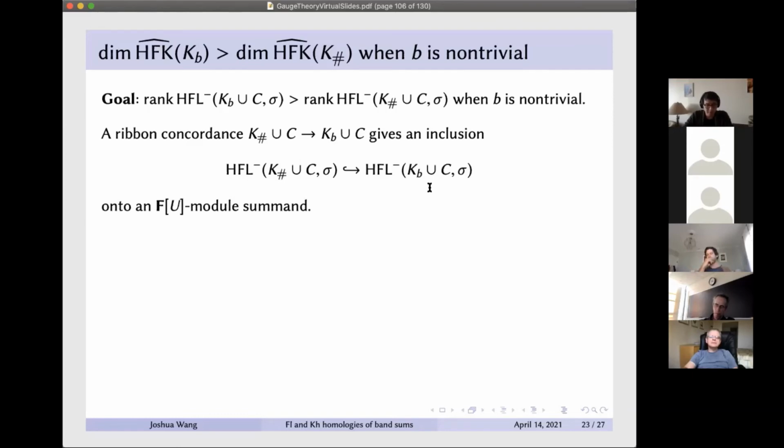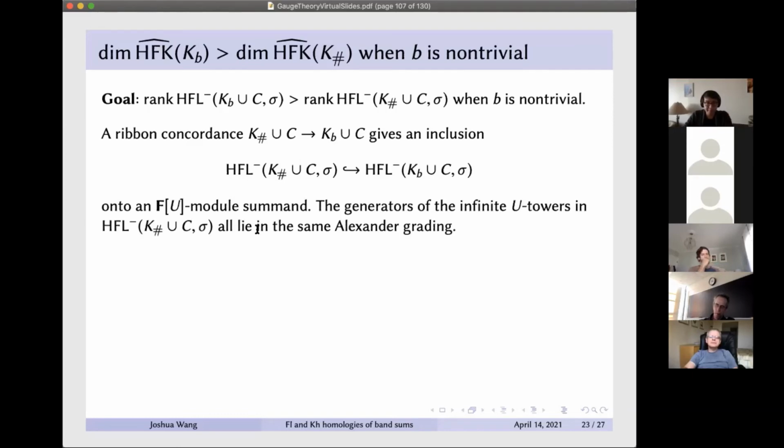To do so, one observation you could make is that if you look inside the invariant for K sharp union C, you look at all the infinite U towers, you can just calculate that, in fact, all of the generators of these infinite U towers lie in the same Alexander grading. This is the Alexander grading corresponding to C. The whole U tower won't lie in a particular grading because U drops grading by 1, but you can look at the top grading in which the U tower exists, and if you take a homogeneous generator of that U tower and look at the Alexander grading, they will all lie in the exact same Alexander grading.